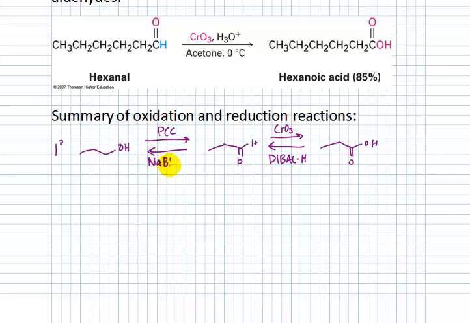Sodium borohydride is the safest. Of course, if I use a harsh reducing agent on the carboxylic acid, like lithium aluminum hydride, I can take it all the way down to the alcohol. Starting with a secondary alcohol like 2-butanol right there, I can use PCC to oxidize that to 2-butanone. That can be reduced with sodium borohydride to get us back to the alcohol.